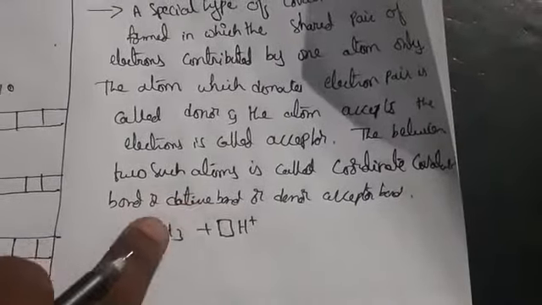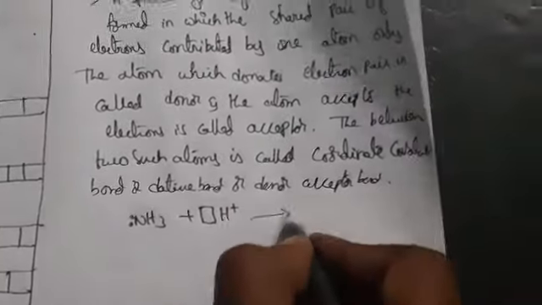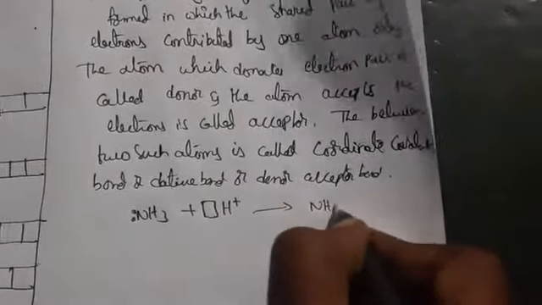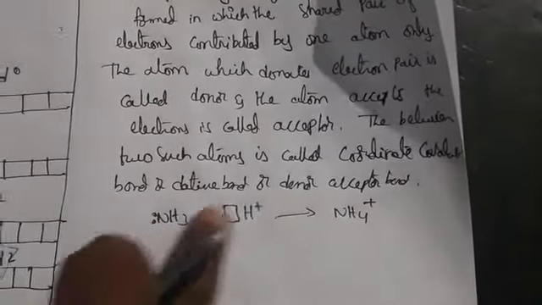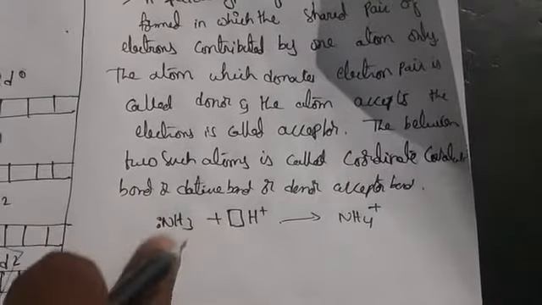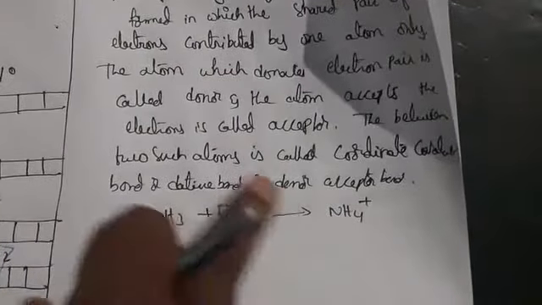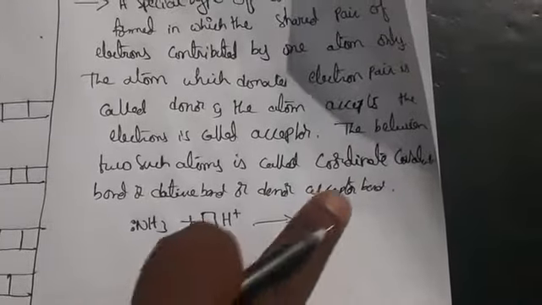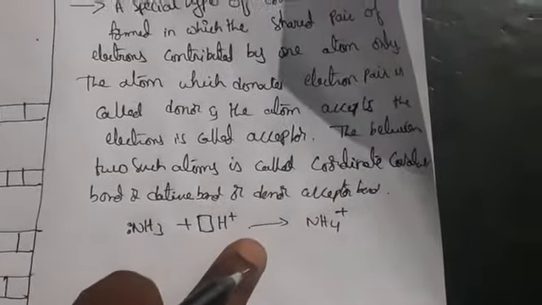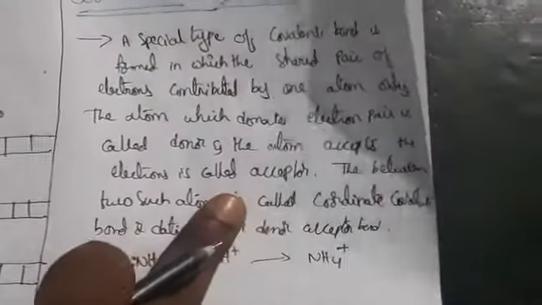The bond forming between these two atoms we call a coordinate covalent bond, and finally it forms NH4+. The completely filled electrons of N are shared into the vacant orbital, and that we call a coordinate covalent bond, dative bond, or donor acceptor bond. This is the meaning of it.